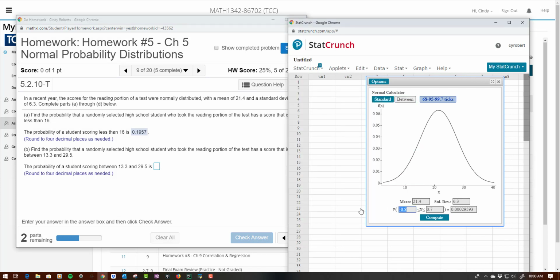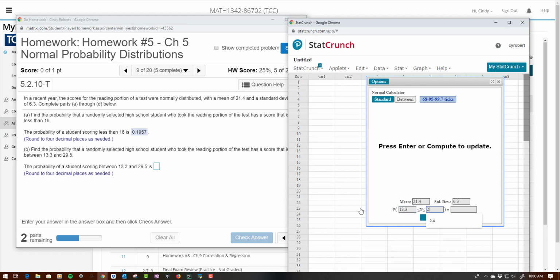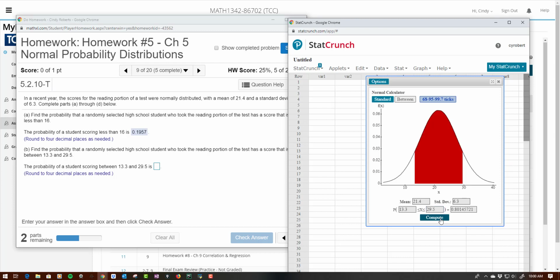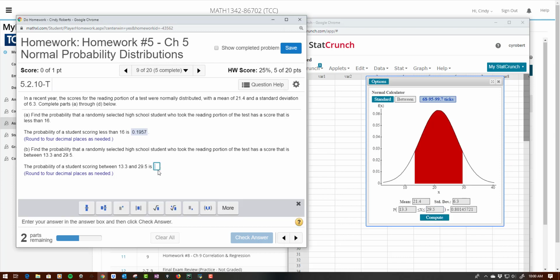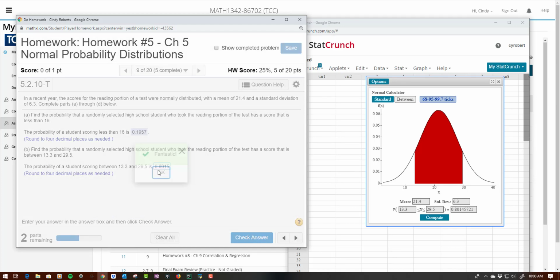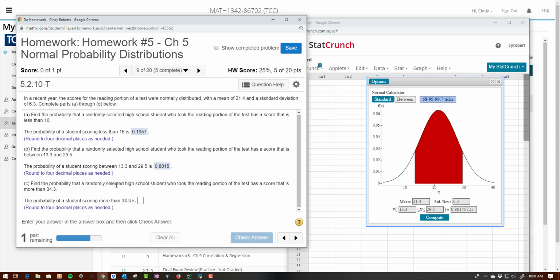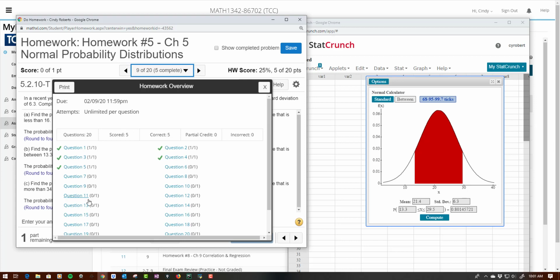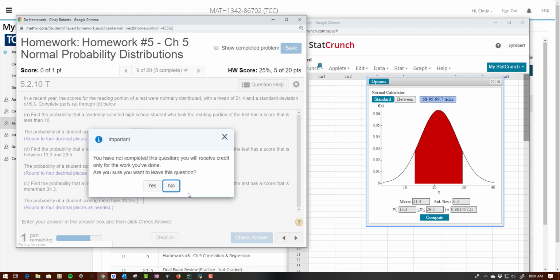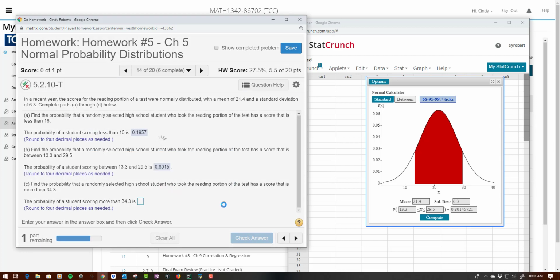And so this is just very quick, and even like a between, the same mean, standard deviation. Now I want the probability between 29.5 and the other value. So what this is doing is actually looking things up for you in the table. 0.8015. All right, now I'm gonna skip. Just be careful, like more than, it's got to be greater than and all that kind of stuff. Let me see if I can find one. Yes, I want to leave this question.